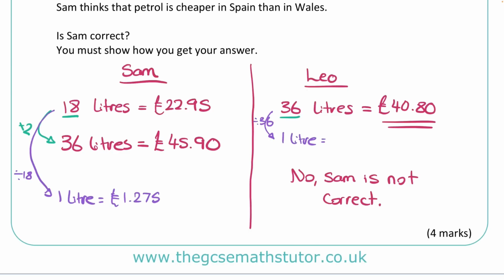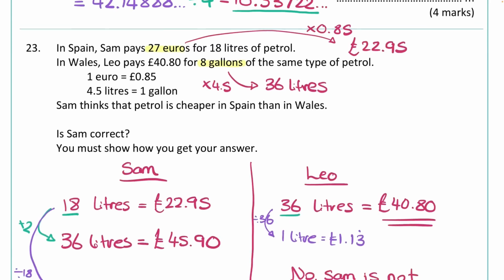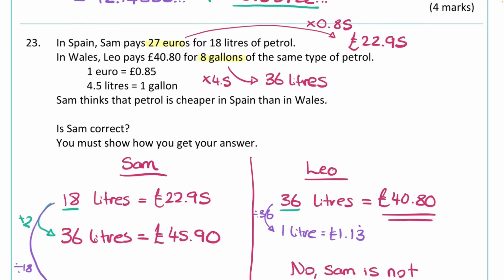And £40.80 divided by 36 comes out as £1.13. There's a recurring 3 there, but you can still see that that number on the right, Leo's petrol, is a smaller number than Sam's, and therefore that is the better value, and therefore Sam is not correct. So 2 different ways that you could approach that. You can either use a multiple method, so we found a similar or the lowest common multiple of both, or you could divide down to 1, whichever method you prefer. But that was quite a challenging version of a question like this because we had those exchange rates and those conversions at the start to make sure that they were in the same units.